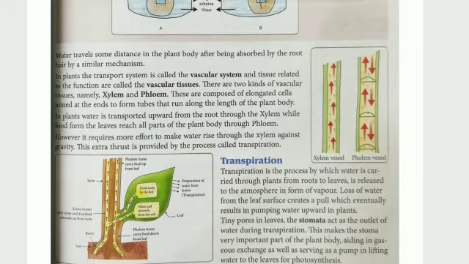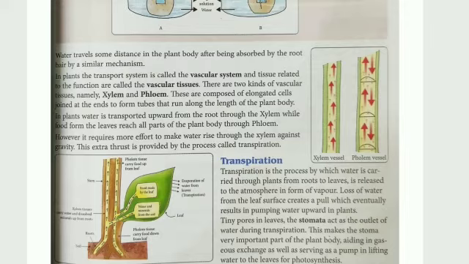Water travels some distance in the plant body after being absorbed by the root hair by a similar mechanism. इसी तरह से वो रूट में भी ट्रैवल करता है. Xylem vessels, phloem vessels. Here is the picture. Xylem moves only upward, but phloem upward and backward, both sides, because phloem has to distribute food and xylem has to transport only water.